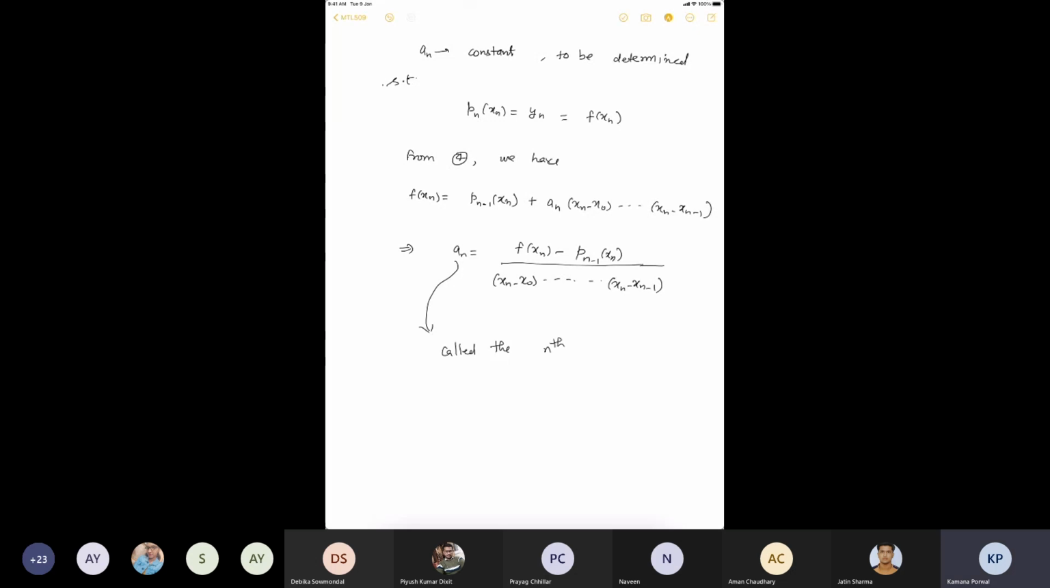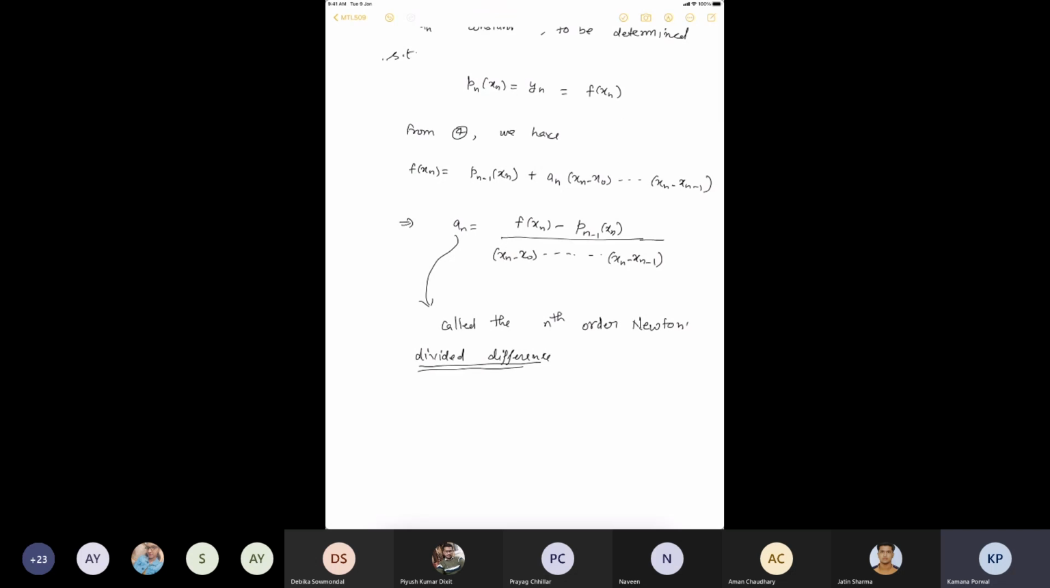This is the nth order Newton's divided difference. It will be clear in a while why I'm calling it a divided difference, so there's a justification for that. But this coefficient we call the Newton's divided difference, the nth order divided difference. This order is determined by how many points you have here. You have x0 up to xn minus 1 and xn, so that's why it is the nth order divided difference.